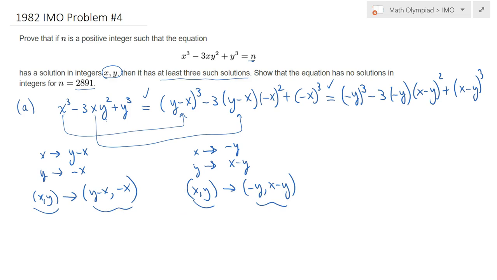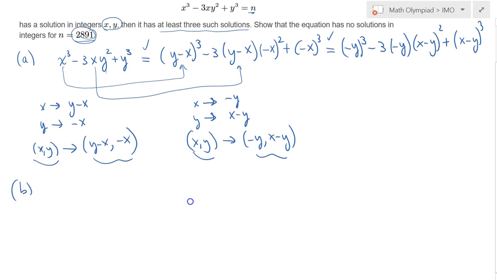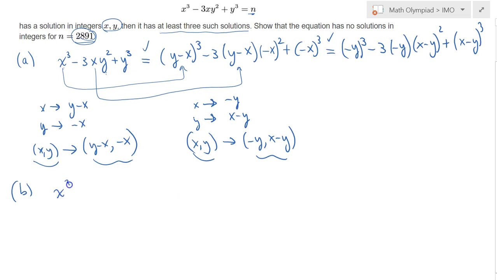Okay, now the second part. In the second part, we have n replaced by 2891, and we would like to show that no such solution exists. In that case, x cubed minus 3xy squared plus y cubed. You have this Diophantine equation, and we need to show that no integer solutions for x and y are possible in this case. Well, it's almost immediate that you would have to try some different mods.